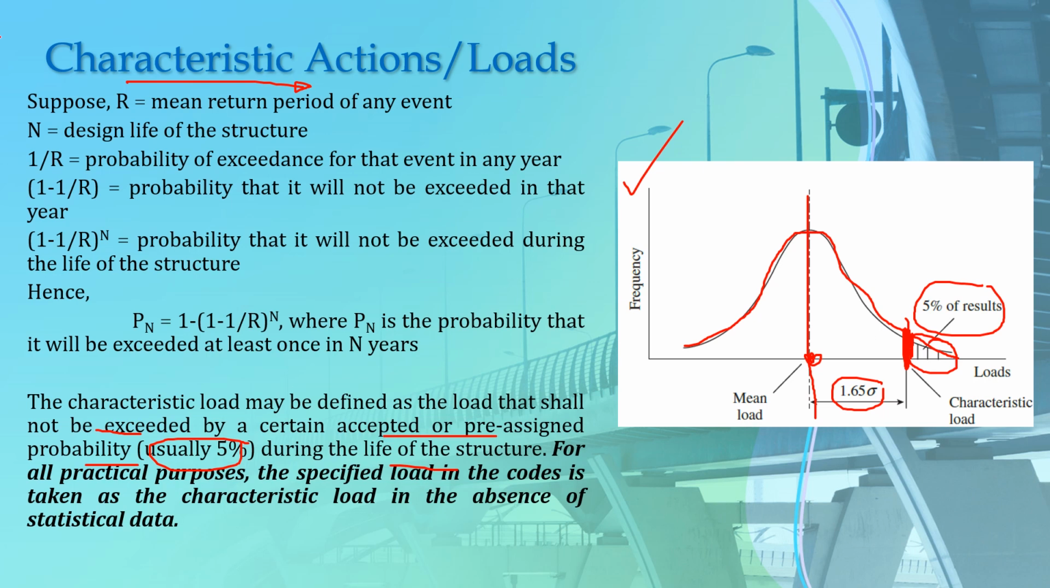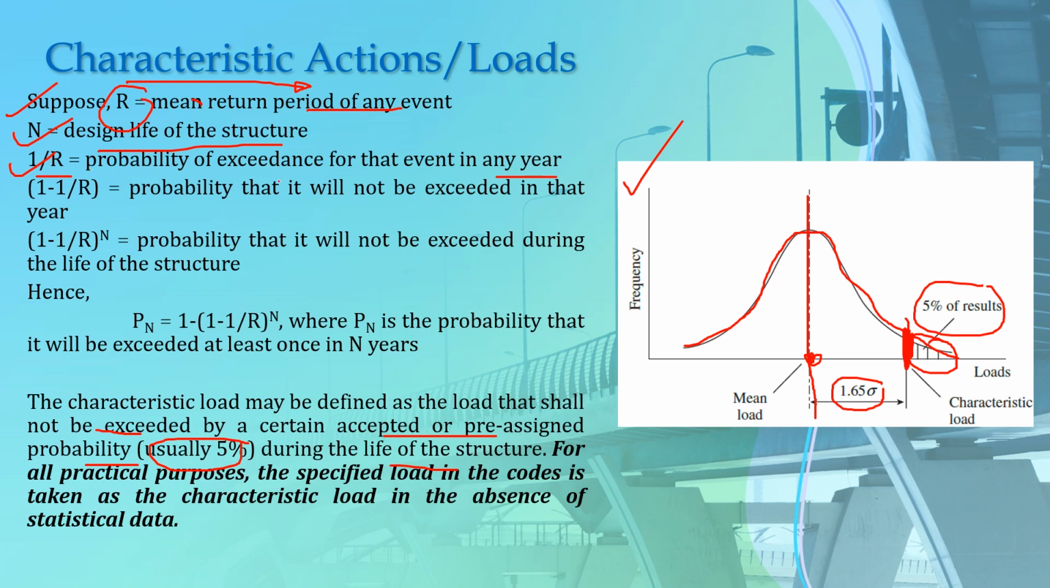So in this slide, I have defined some terms here: the mean return period and the design life of the structure. This process is generally adopted, for example, when you are calculating the probability of exceedance of certain events such as a wind event or any flood event. So if the return period of any event is R and N is the design life of the structure, then the reciprocal of R, 1 by R, gives us the probability of exceedance for that event in any year.